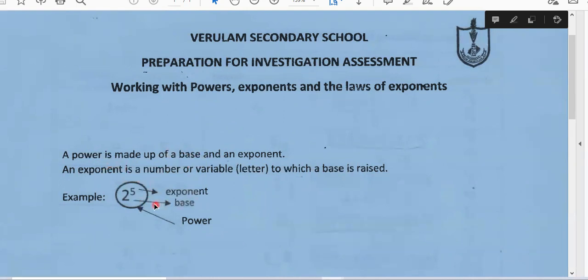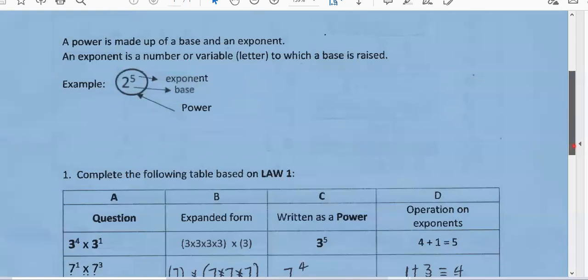So if we look at an example of an exponent and a base. If we have an exponent, which is the smaller number over here, which is 5 in this case, and we have our base in this case, which is 2, which is the bigger number. So both the two combined will be called the power.